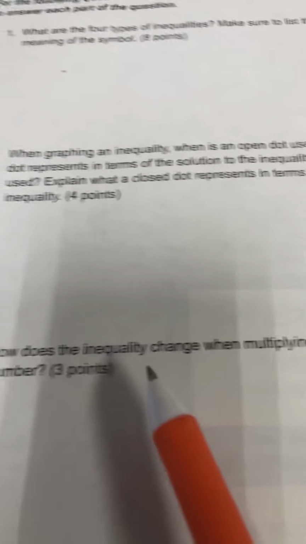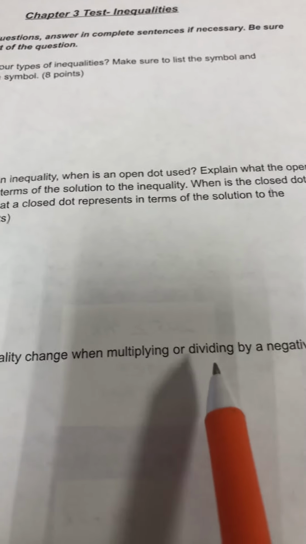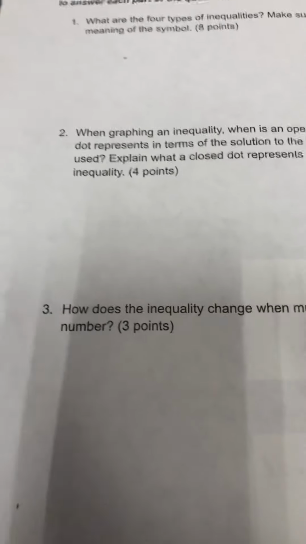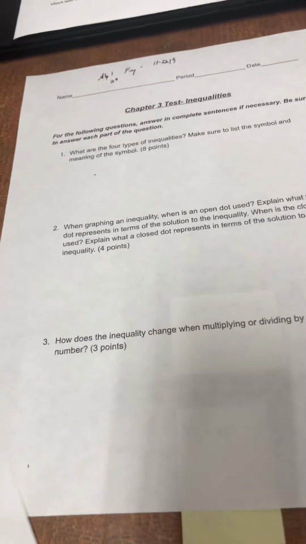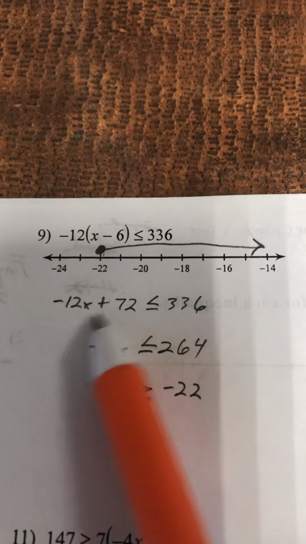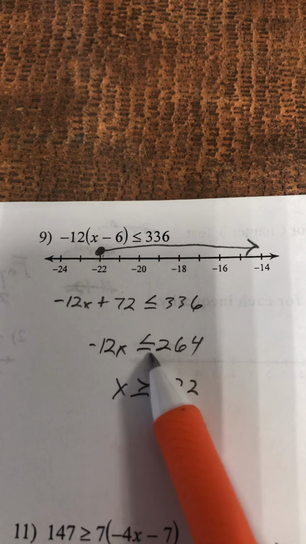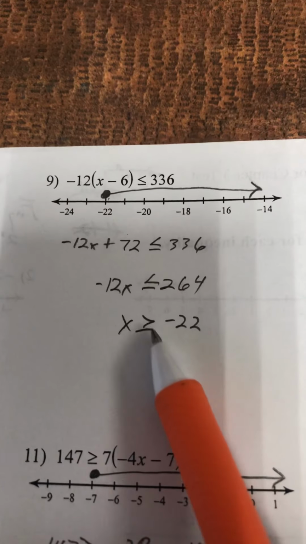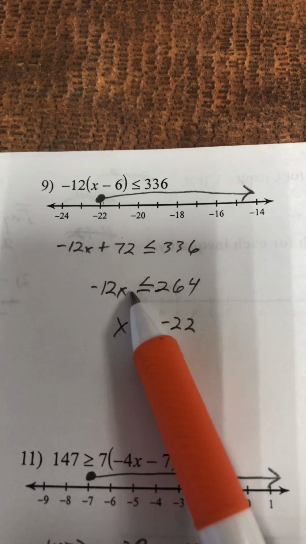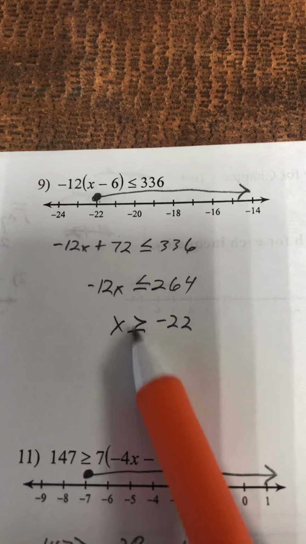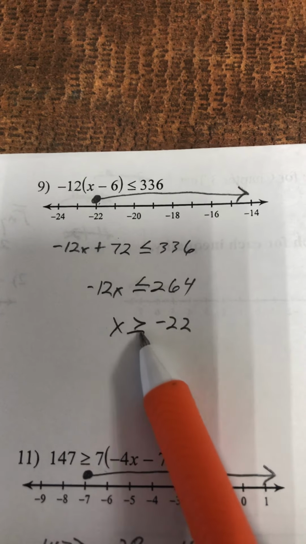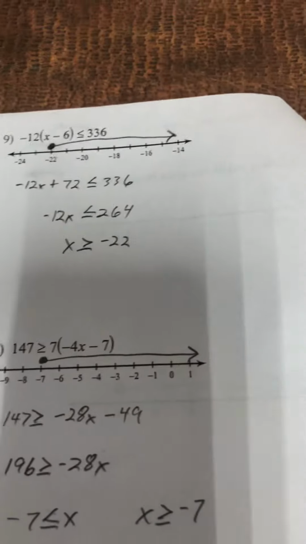Number three, how does the inequality change when multiplying or dividing by a negative number? We did that in your review in number 9 here. We end up getting negative 12x is less than or equal to 264. And then what happened here? When I divided both sides by negative 12, what occurred? Explain that for number 3.